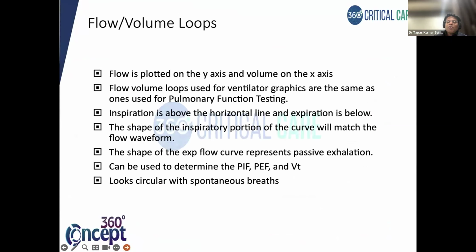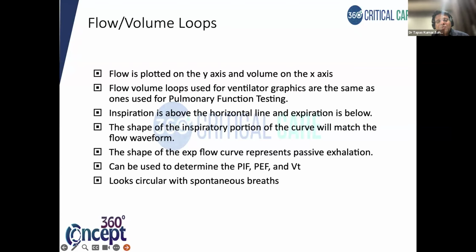Now, coming to the flow volume loop, flow is plotted on the y-axis here and volume on the x-axis. These are the loops used the same way as in pulmonary function testing, PFT. So, ventilator graphics is equal to the pulmonary function test. Now, inspiration is above the horizontal line. I have already told. Expiration is below, and the shape of the inspiratory portion of the curve will match the flow waveform. I will be showing you all in the picture.